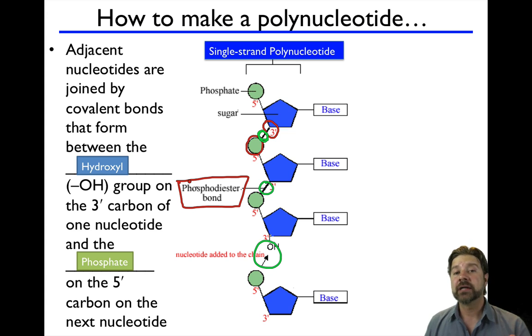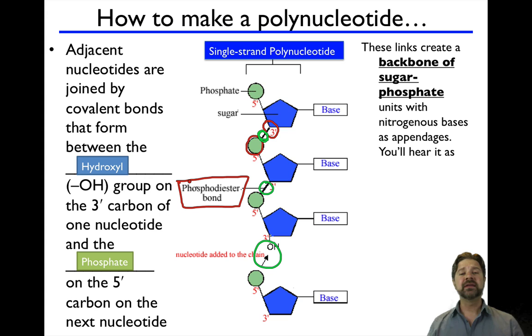Review: in carbohydrates, it was called a glycosidic linkage. In lipids, it was called an ester linkage. In polypeptides, it was called a peptide bond. And now in nucleic acids, we have a phosphodiester bond that links them together. These links will create a backbone of sugar phosphate units with nitrogenous bases as appendages.